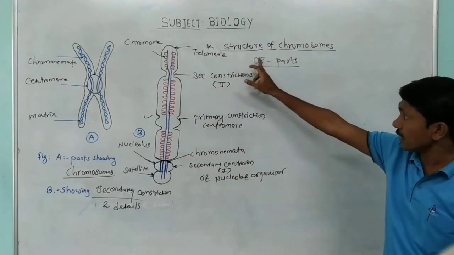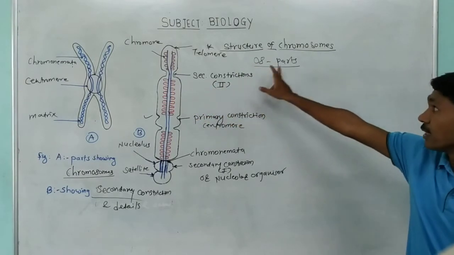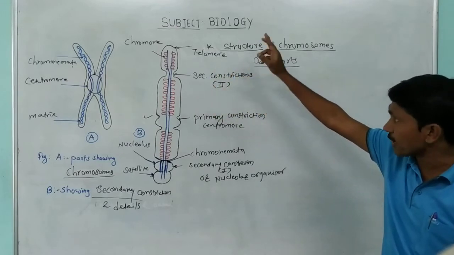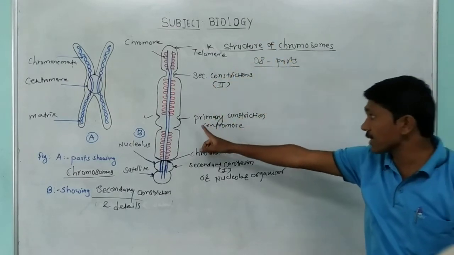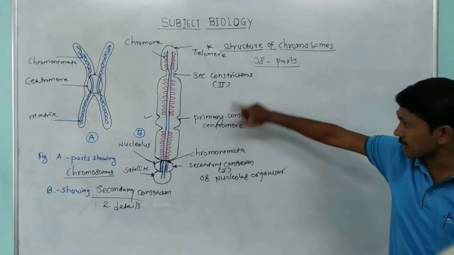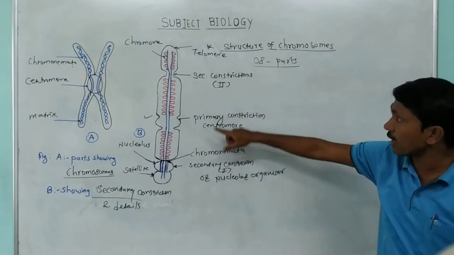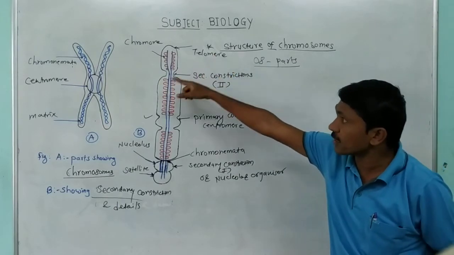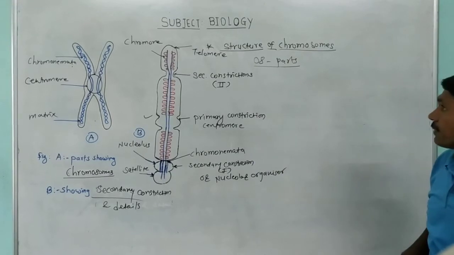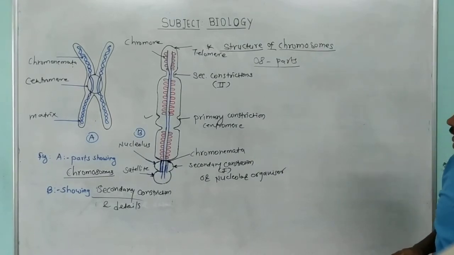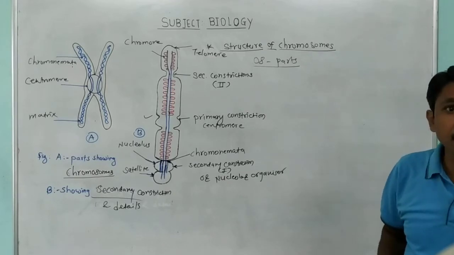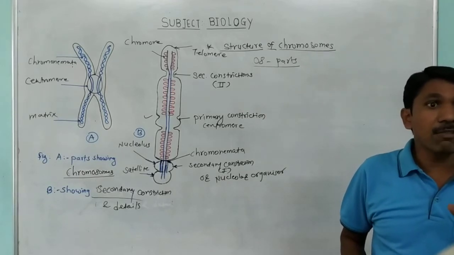So the structure of a chromosome consists of 8 parts: the primary constriction, also called the centromere, the secondary constriction, chromonemata, chromomere, telomere, centromere, and matrix. Those are the 8 parts of the chromosome. We will discuss the 8 parts one by one.